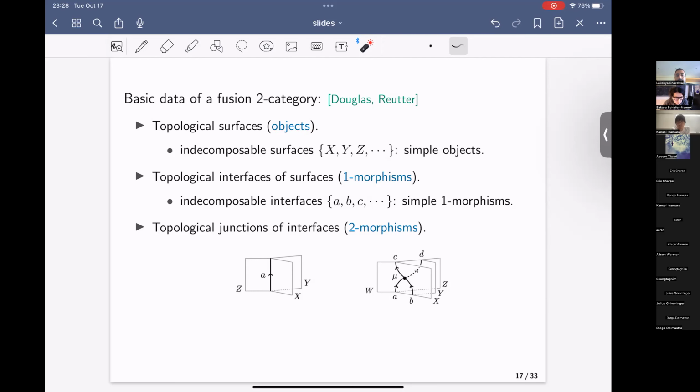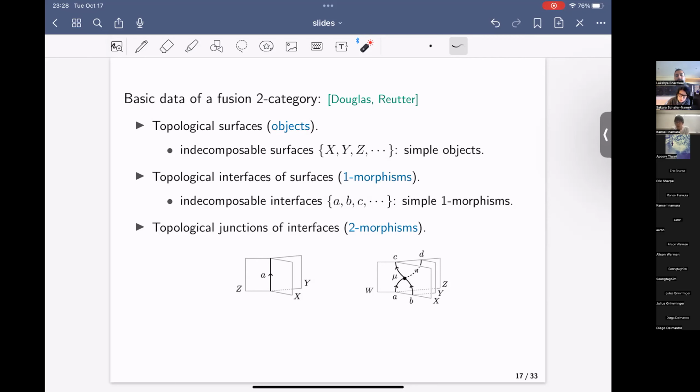Can I move on? There's now a discussion ensuing on this particular question. I think you'll get to that at the very end, no? When you're discussing the relation also to SymTFT. Yes. If there are no more questions, can I move on? Yeah, please continue.